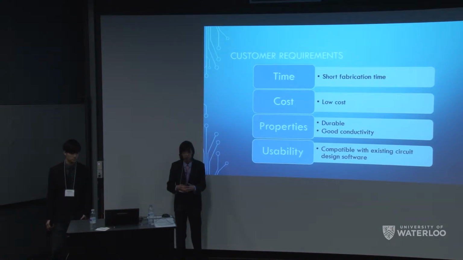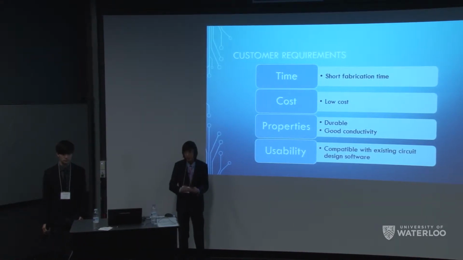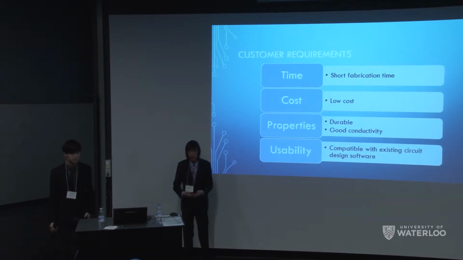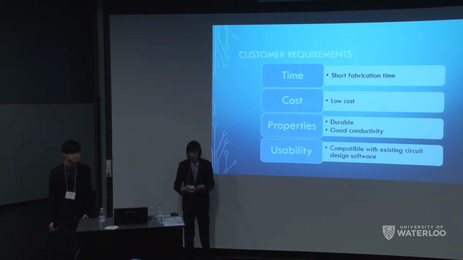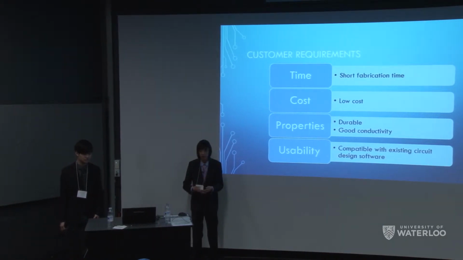For example, if you go to a manufacturer and ask for one PCB, the cost for one PCB is quite similar from 1 to 2 to 3. So there's a very high initial fixed cost. We want to try and minimize that. For the properties of the PCB we would produce, they would have to be good, durable, conductive PCBs, and it would also need to integrate with some of the existing design tools such as CAD software.